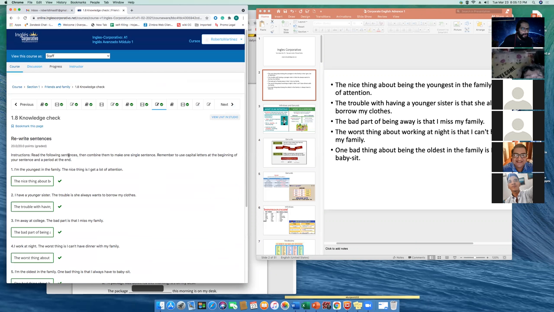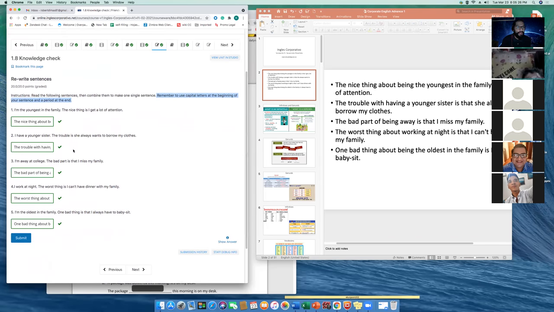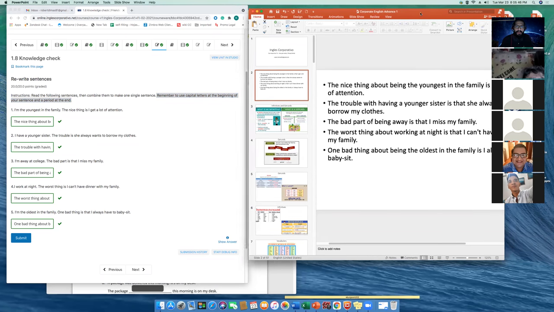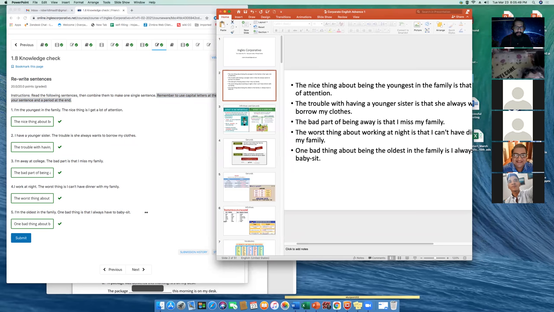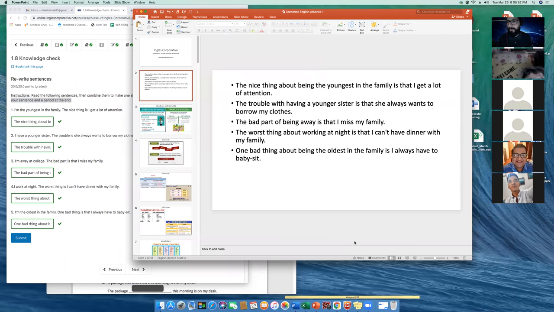Give me one second. It says, read the following sentences, then combine them to make one single sentence. Okay, this is exactly the knowledge check 1.0 exercise. Remember that one of these, even though you write it, let me see. I think they fixed it. There was a problem with the way it was done. So what I can do, I think we did this exercise. Let me take a quick picture and send this to you. Madeline, I'm going to send it to you right now.